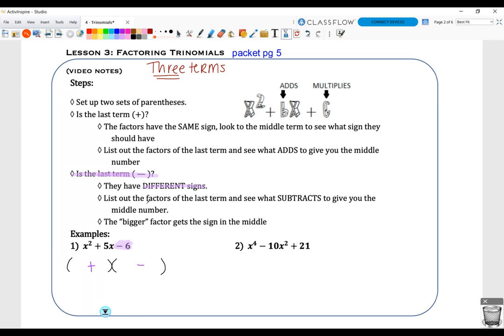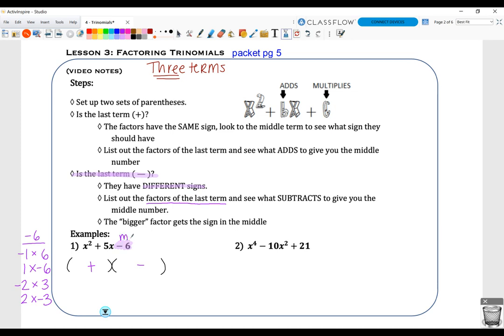Next, we're going to factor out the last term and see what subtracts to give me the middle number. So my last term is negative 6, and we're going to write out the factors. So my factors of negative 6 are 1 times 6. And it has to be negative. So negative 1 times 6 or 1 times negative 6. Another factor would be 2 times 3 or 2 times negative 3.